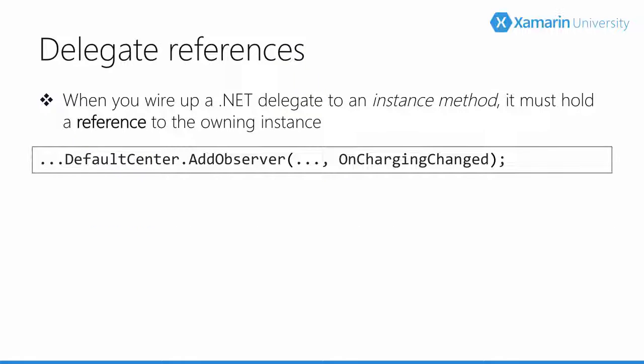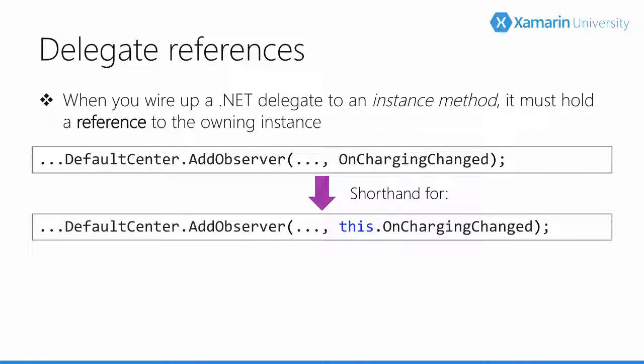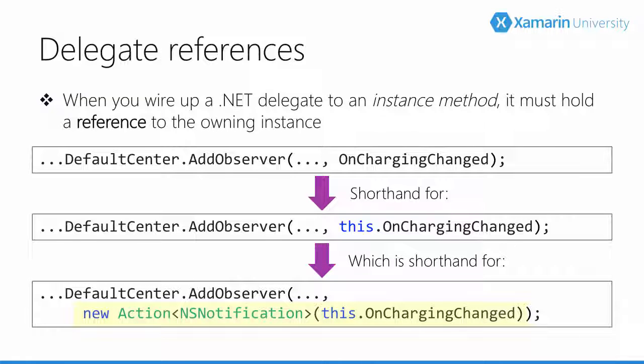Now, why is this an issue? Well, when you wire up a .NET delegate to an instance method like what you see there, then it has to hold a reference to the owning instance. And so the reality is our default center add observer OnChargingChanged really is shorthand for this.OnChargingChanged, which is really shorthand for new Action<NSNotification>(this.OnChargingChanged). So it's really a delegate wrapper, but C# gives us the nice syntactic sugar to be able to just pass in a method name, and it turns it into that final representation there. So the compiler is doing that.